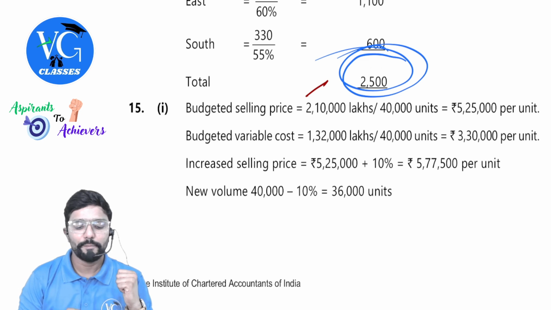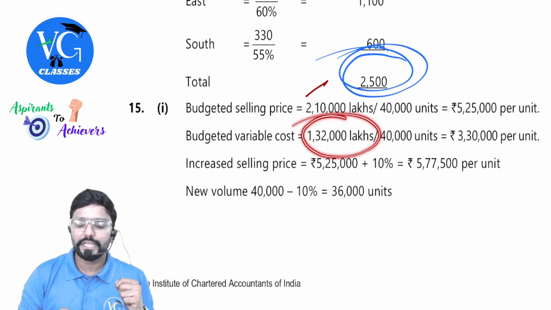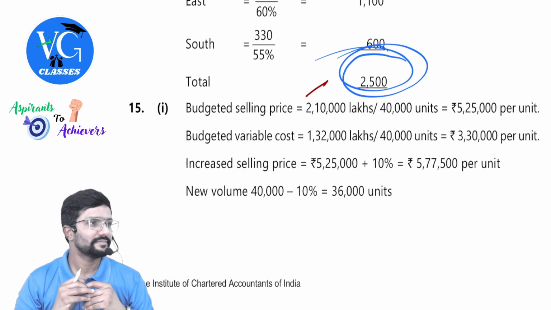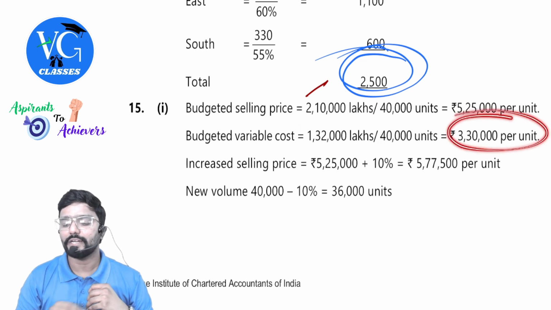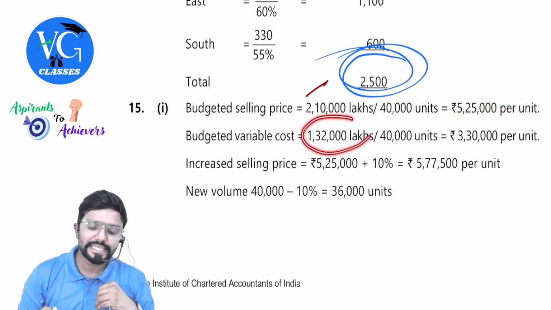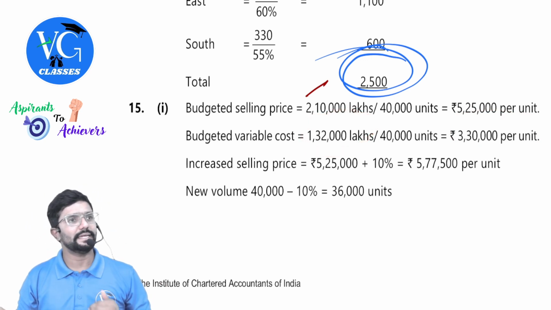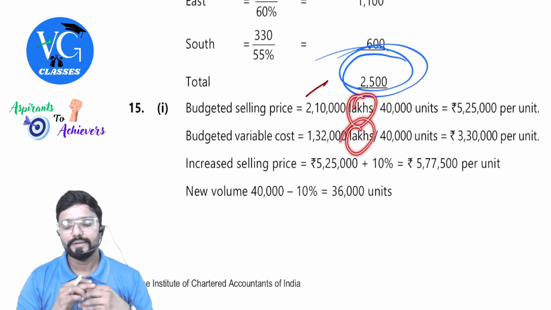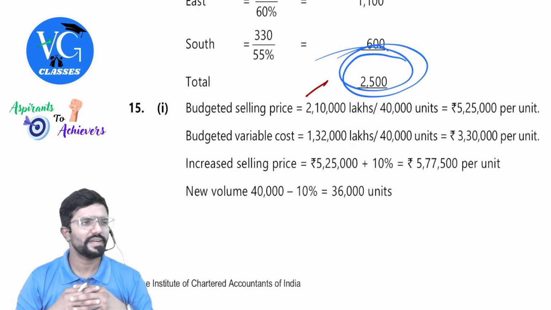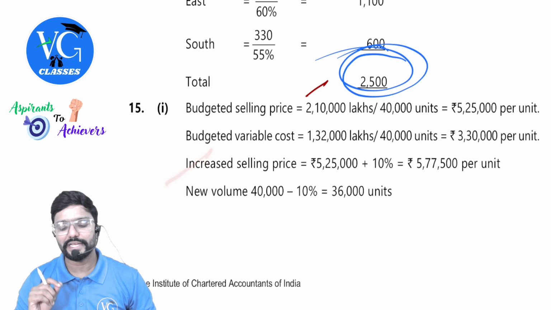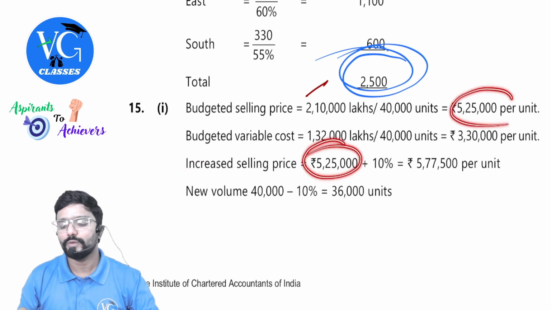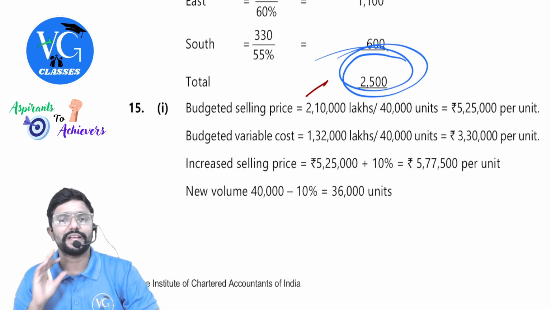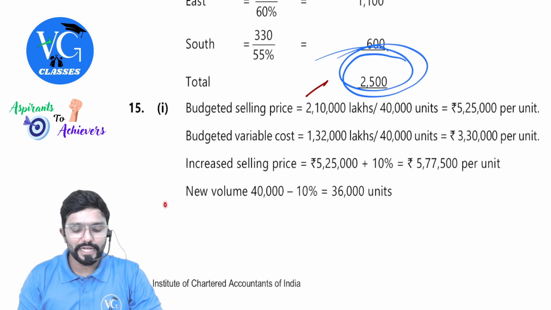Clear? Yes. Chalo. Budgeted variable cost. 1,32,000 divided by 40,000 into 1 lakh. 3 lakh 30,000 per unit. Or else you do 1,32,000 into 1 lakh divided by 40,000. They have mentioned it here in lakhs, but it's better to show it in numbers also. Okay, is what I feel. Fine. Increase selling price, guys. 525 is there now. They want to increase it by 10%. How much is that? 5,77,500.